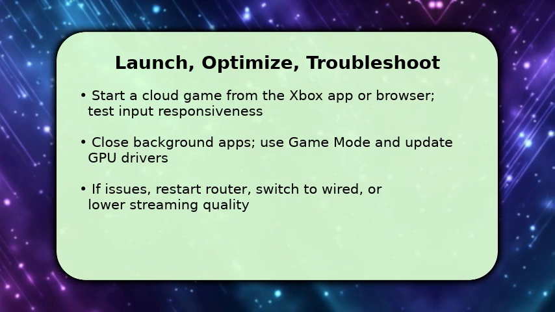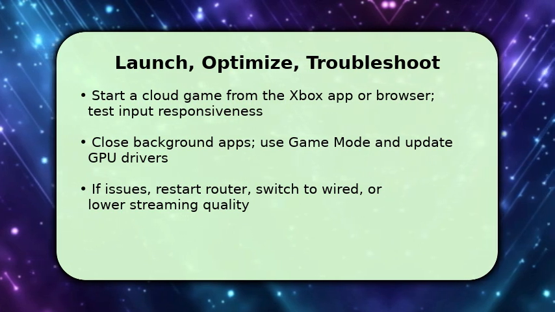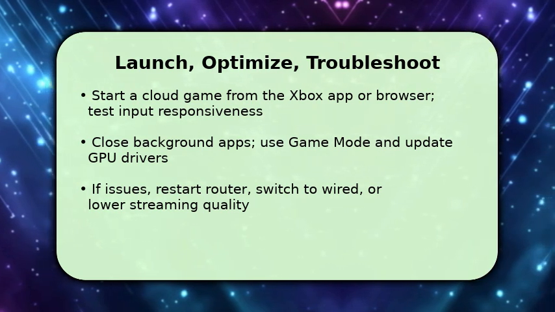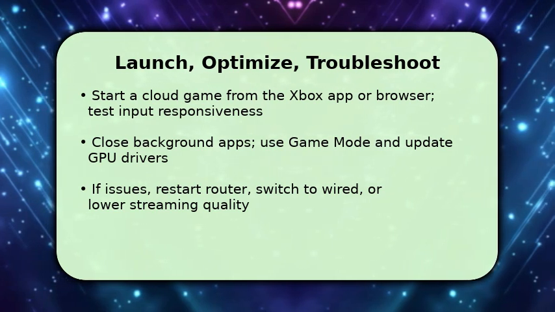If you experience stuttering or disconnects, reboot your router, plug in via Ethernet, or lower streaming quality in the app. One key troubleshooting tip: switching from Wi-Fi to wired often resolves most latency and dropout problems quickly.